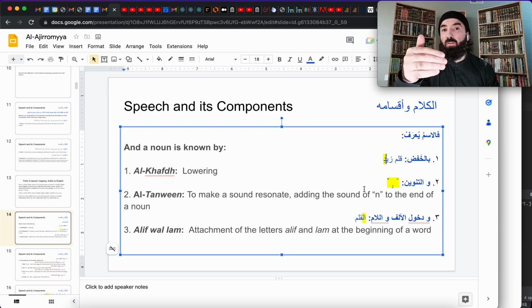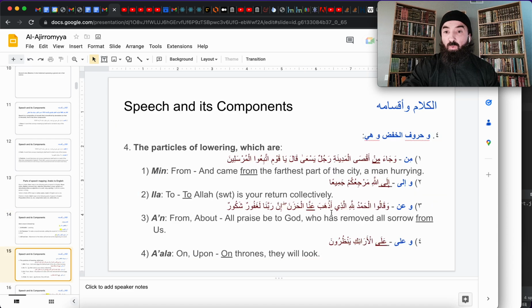Because even in English, the definite article does not come before a verb, right? In all languages, the definite article comes before a noun. So that's a sign of a word being a noun. The fourth one, وحروف الخفض, and the particles of lowering.